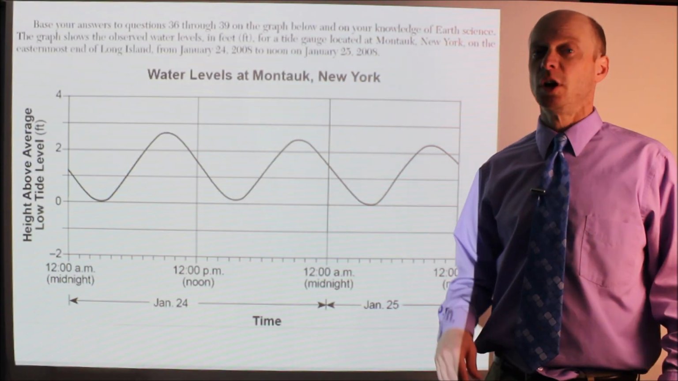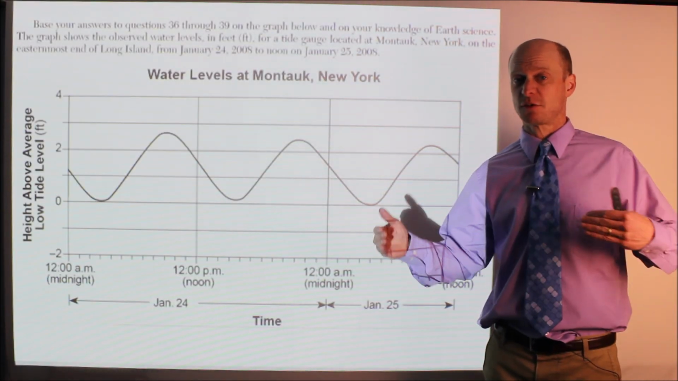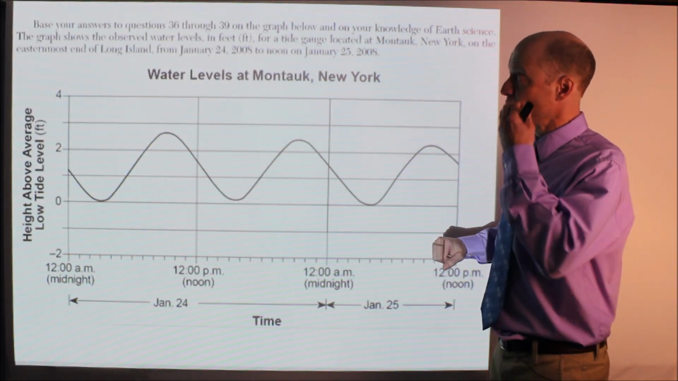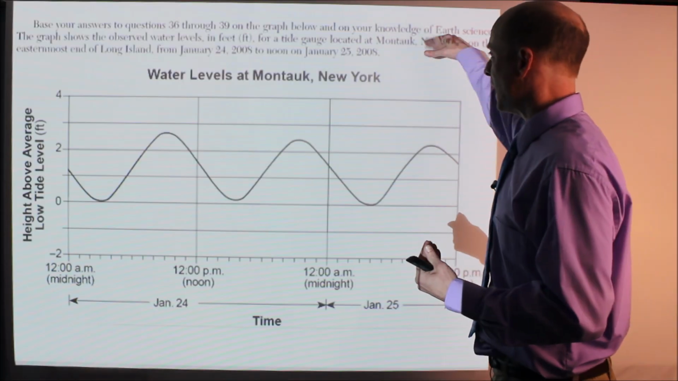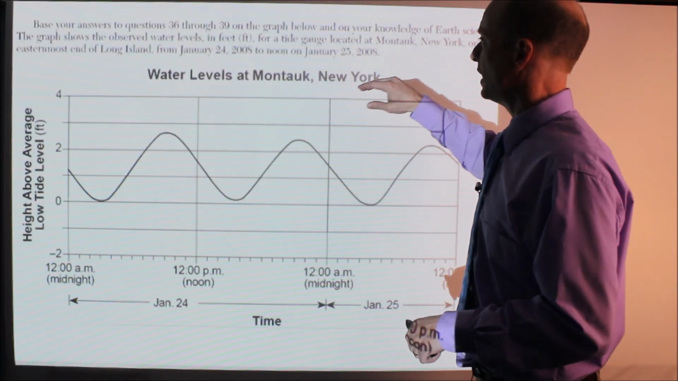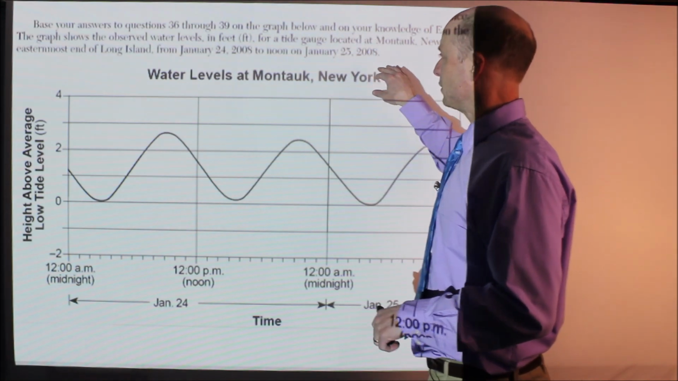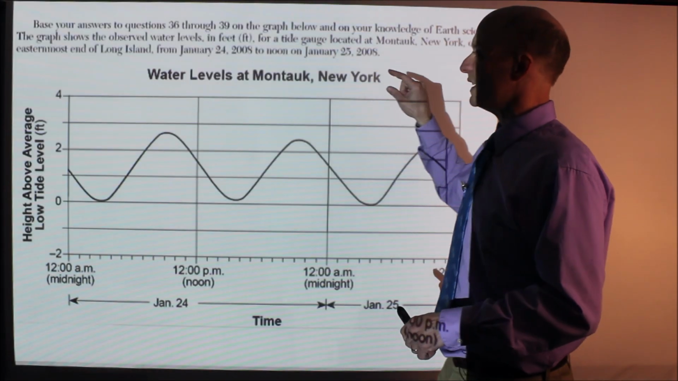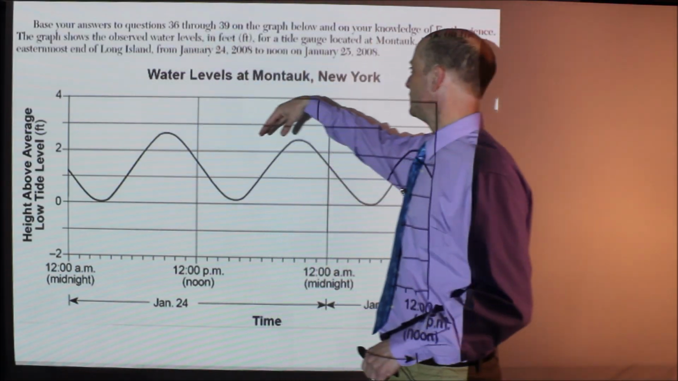Now we get into when you have a series of questions based on one diagram. So here, questions 36 through 39. Always read the top part here. It often has information that you need. The graph shows the observed water levels in feet for a tide gauge located at Montauk, New York, on the easternmost end of Long Island, for these dates here.